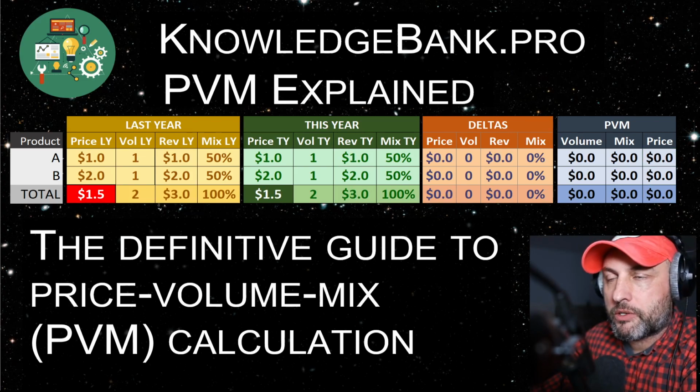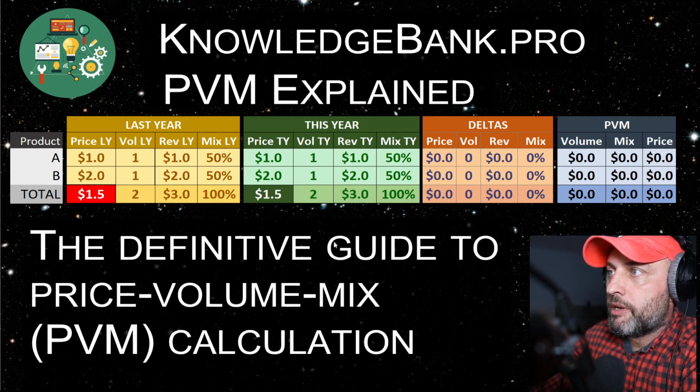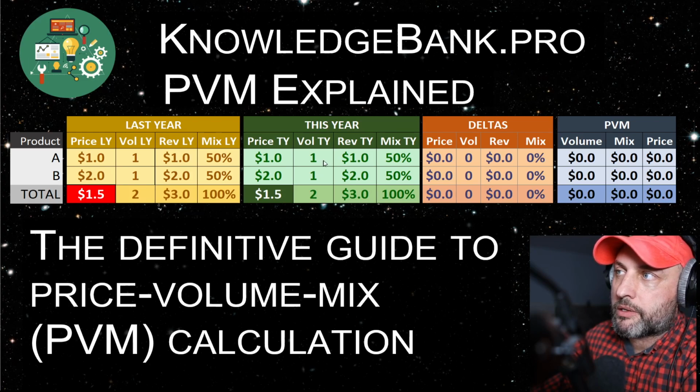Okay, now I have reset it to the original settings, and let's try to change our volume component. So what I'm gonna do is double volume for both of our products. So in this year, let's say we sold 2 of each. Let's see what that does.